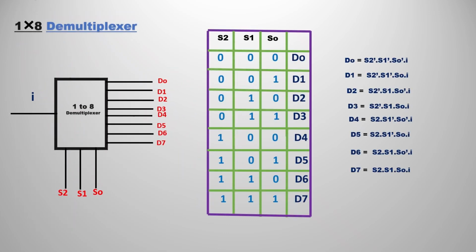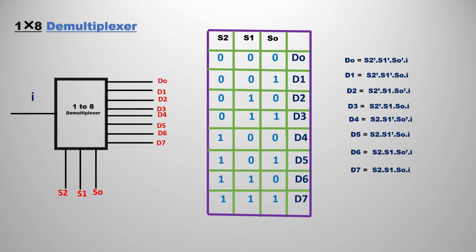Similarly, if you observe the 1 cross 8 demultiplexer, in total we have 3 select lines and 8 outputs, but only one input. This is the truth table for the 1 cross 8 demultiplexer. If you observe, we go from D0 to D7 as the selection. If you send S2, S1, S0 as 0 0 0, we select D0, so the input I will be passed to D0. Similarly, if you pass 1 1 1, the input will be passed to D7. So it is also a switching circuit like the multiplexer, and the outputs can be obtained from D0 to D7.